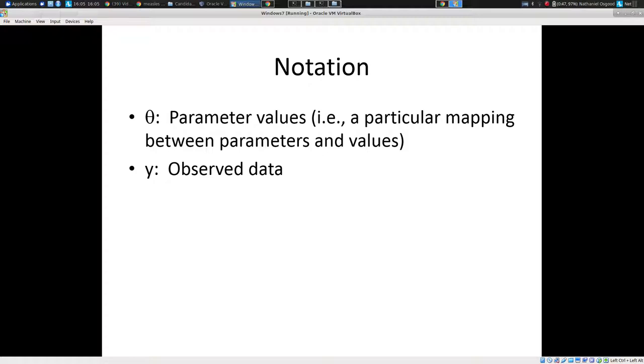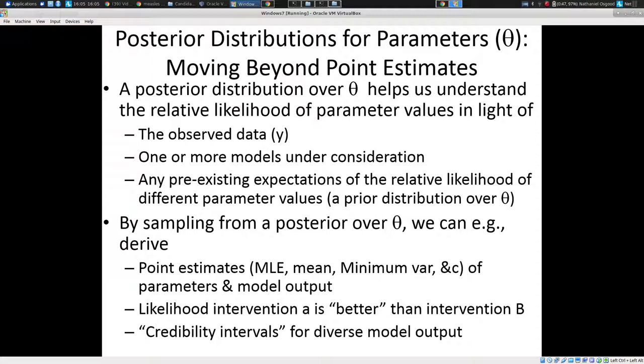For MCMC, that's not at all a need. It's data that the model needs to match. It can be data over time, and often it is, but it needn't be. Okay? Now, we're going to be trying to estimate values for the model parameters that will lead it to best match this observed data y.